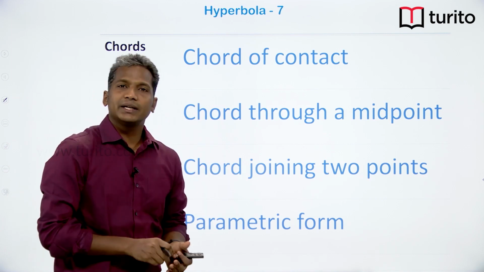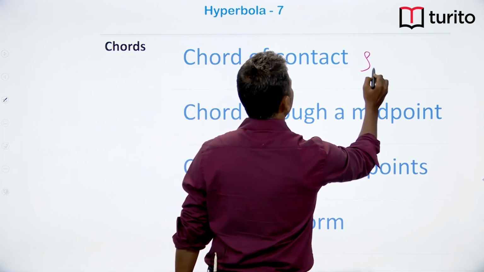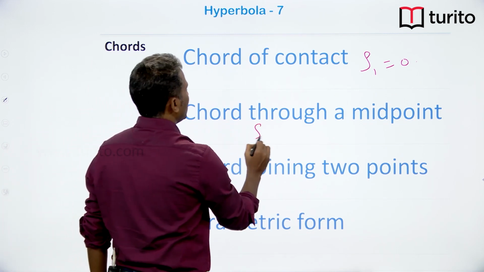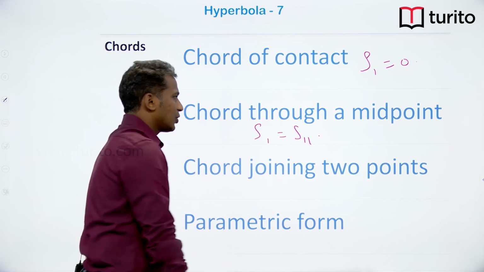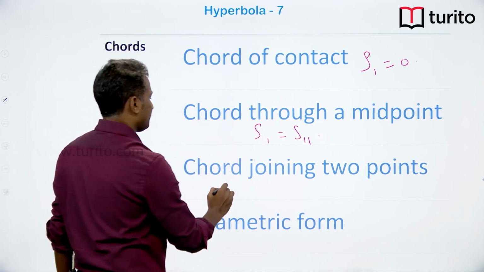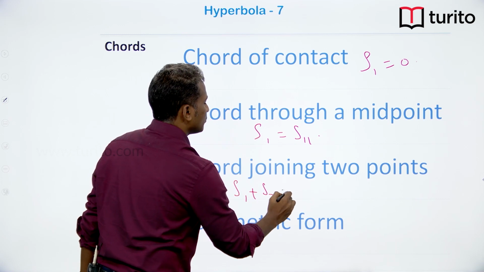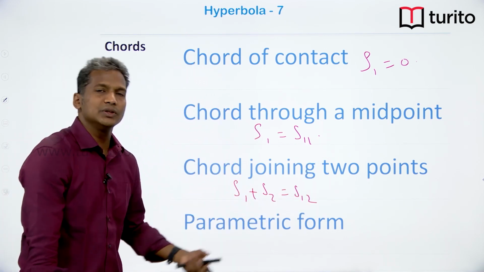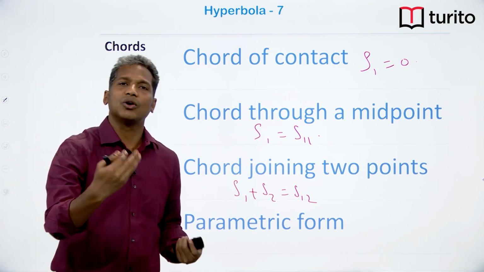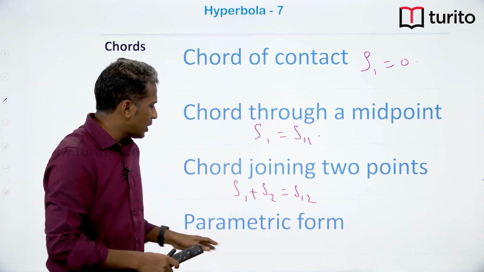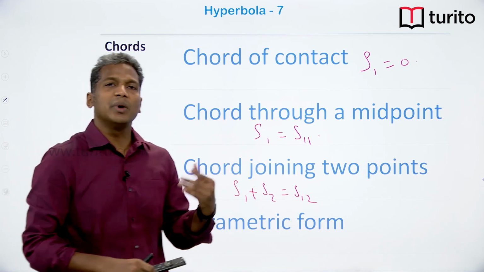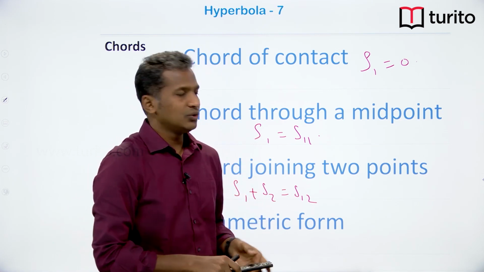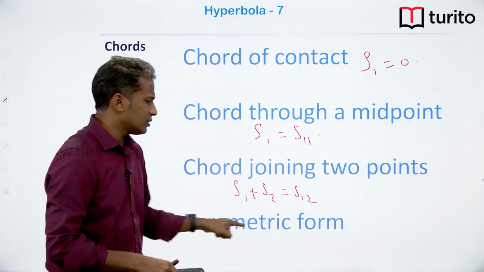One is chord of contact, you know the concept, it is going to be S1 equal to 0. Chord through a midpoint, S1 equal to S11. Chord joining any 2 points, S1 plus S2 equal to S12. And parametric form, you just have to take 2 points and derive it on your own. So you don't have to even learn this by heart, you can remember the way of deriving it and then use it for problem solving. Today also I will take 1 or 2 examples on this idea.